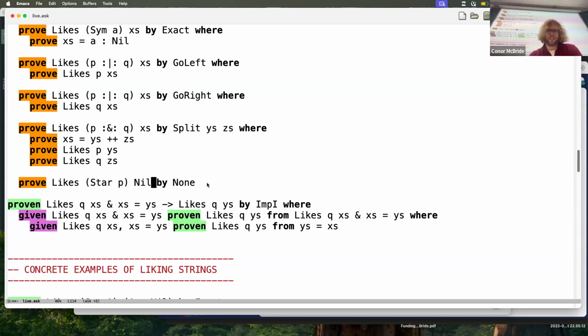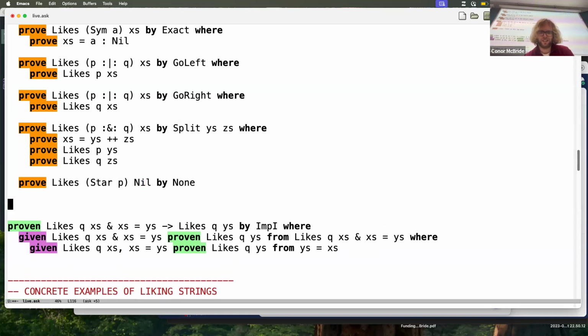The other thing we could do is have a proof obligation which says Xs is nil. So this is one way to do it. If we are done, then there better not be anything left in the string that we like. So we could either like the empty string, or we could have one go of P, and then we have more star P's.